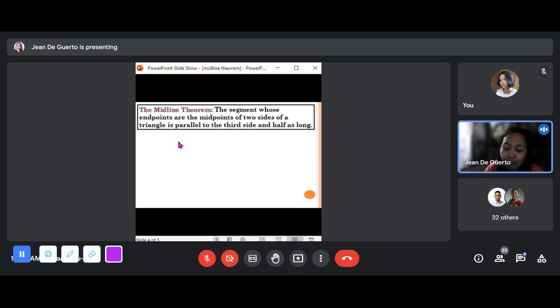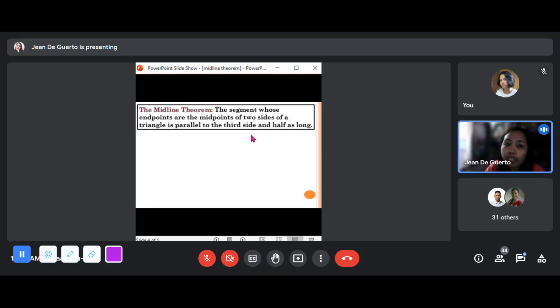Okay, so we have now the midline theorem. The midline theorem, as stated, says that the segment whose endpoints are the midpoints of two sides of a triangle is parallel to the third side and half as long. Kaya siya tinawag na midline theorem because it is the line or line segment. Ito rin actually yung tinatawag nilang mid-segment theorem.